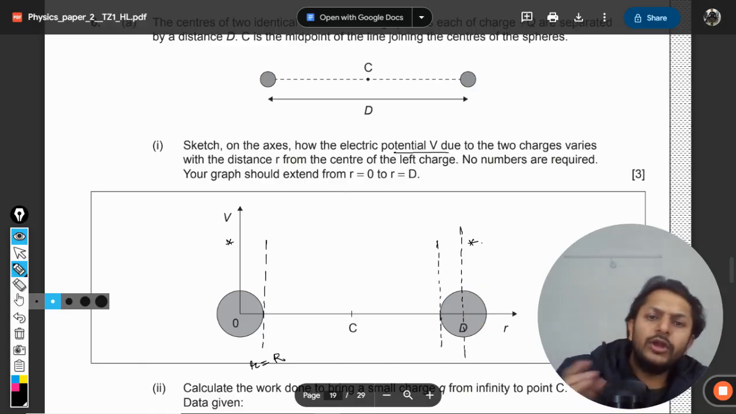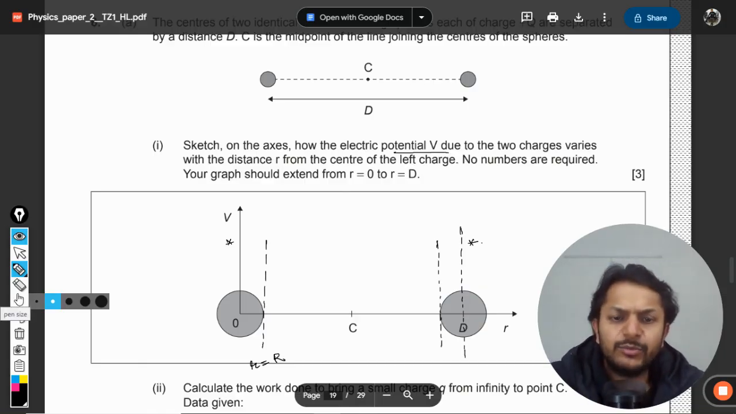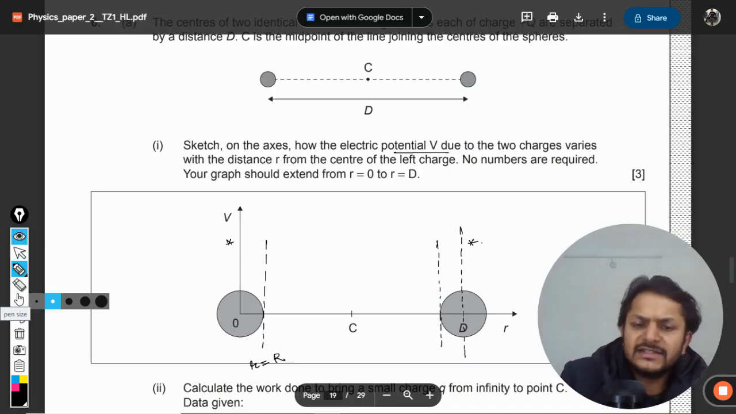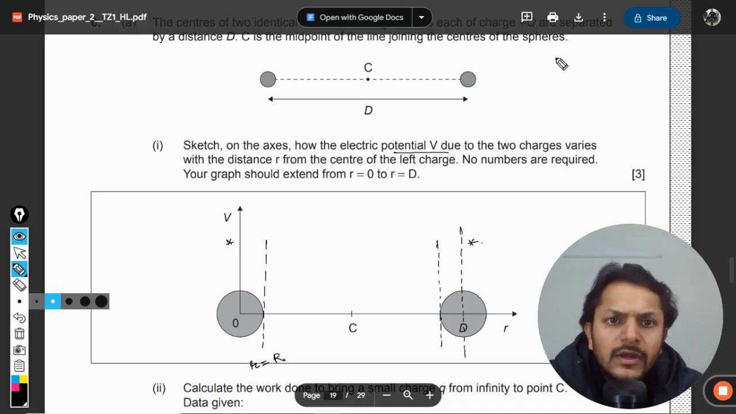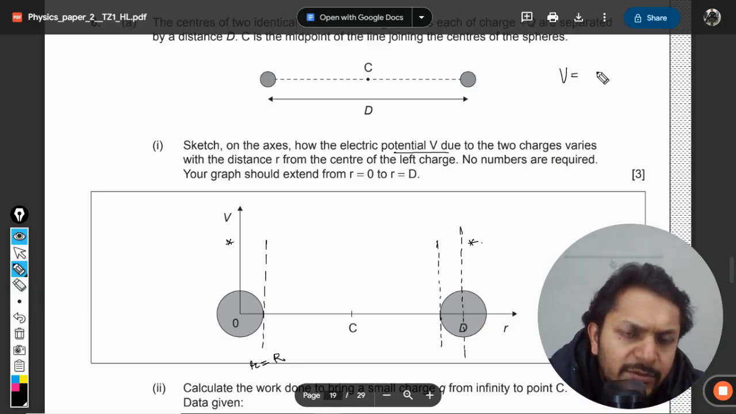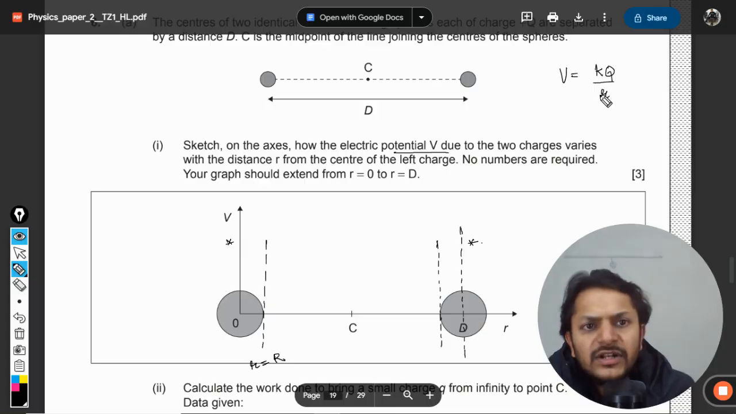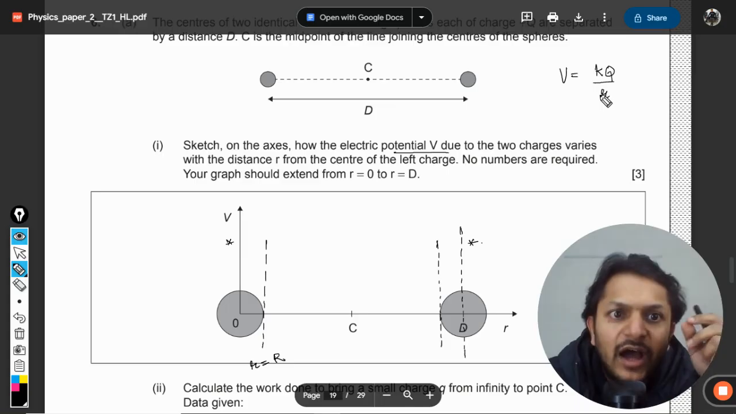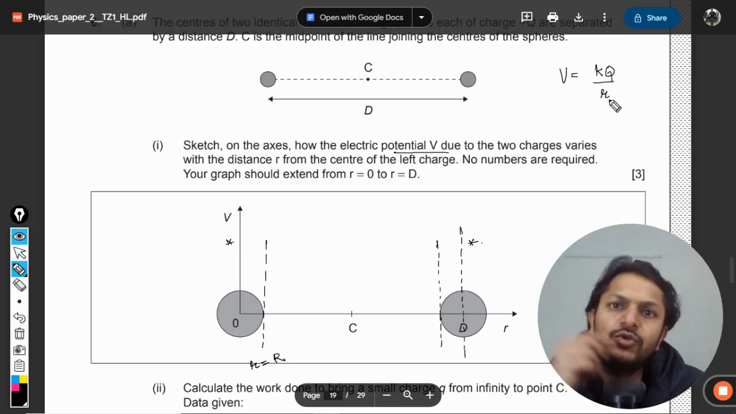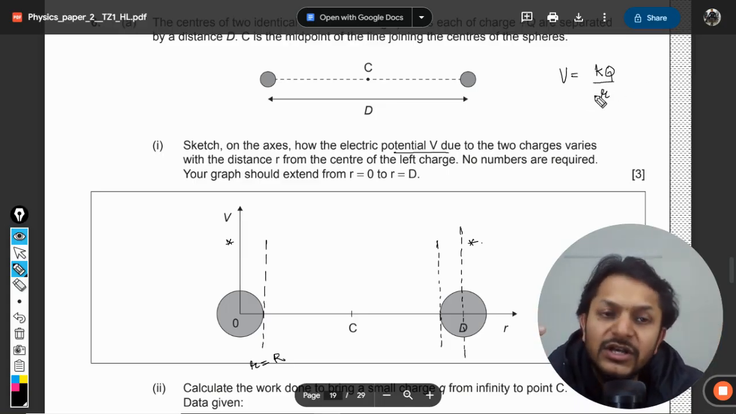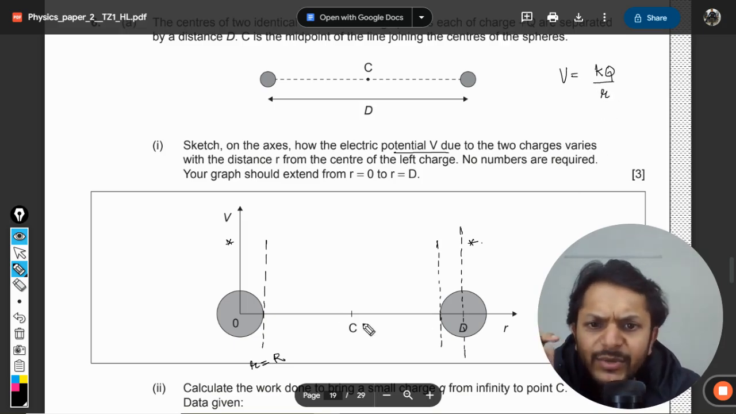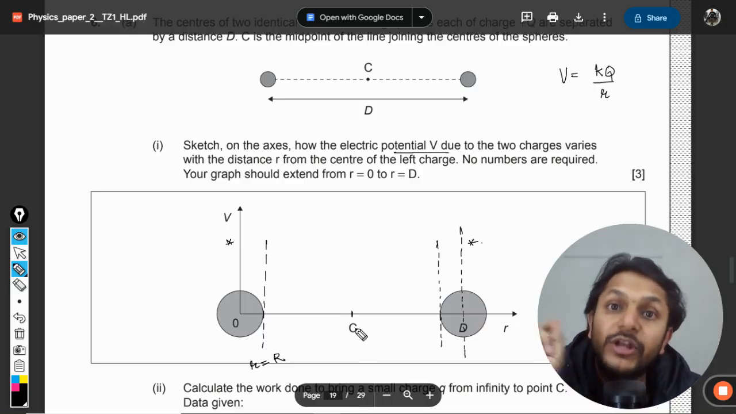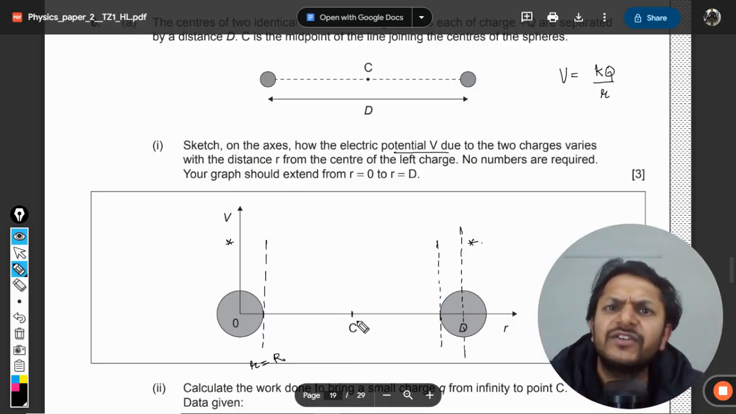So, point to be noted here is that the potential is given by the formula K capital Q divided by small r, where capital Q is the charge of that particle, which is the source charge, and small r is the distance at which you are trying to find the potential. Now, let us discuss the point C and try to find what will be the potential at point C, and that will clarify each and everything.